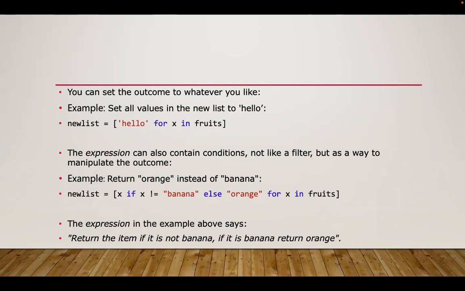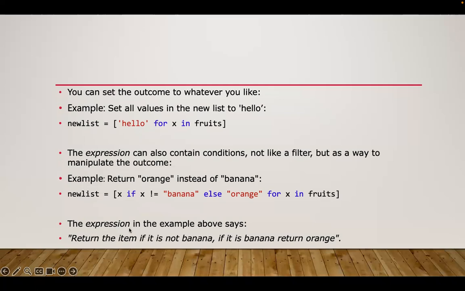The expression can also contain conditions, not like a filter, but as a way to manipulate the outcome. For example, you can return orange instead of banana. So you can say new_list = [x if x != "banana" else "orange" for x in fruits]. What does that mean? It means x if x is not equal to banana. That is to say, collect for me every item in the list if it's not banana, else orange. So every time you find banana, replace it with orange.